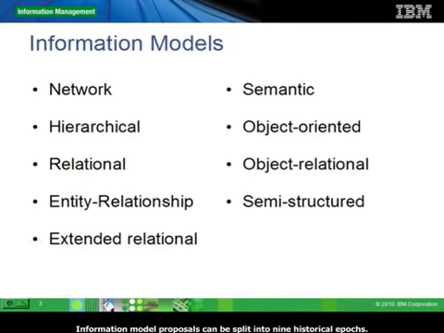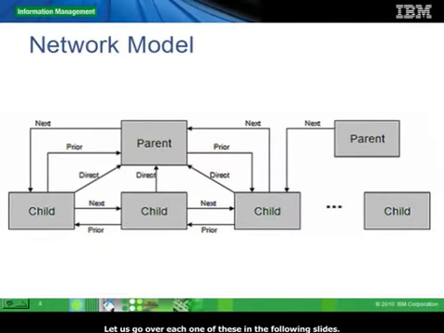Information model proposals can be split into 9 historical epochs: network, hierarchical, relational, entity relationship, extended relational, semantic, object-oriented, object-relational, semi-structured. Let us go over each one of these in the following slides.